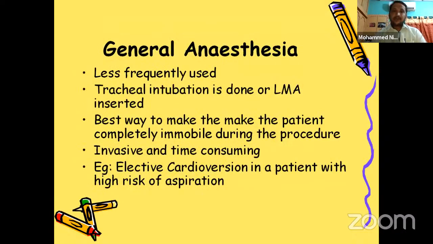Now, the final modality, that is general anesthesia, which is less frequently used. Tracheal intubation is done or an LMA is inserted. It is the best way to make the patient completely immobile during the procedure, whereas it is invasive and time consuming. An example is an elective cardioversion in a patient with high risk of aspiration. Usually we do rapid sequence induction with intubation in a patient with a high risk of aspiration.